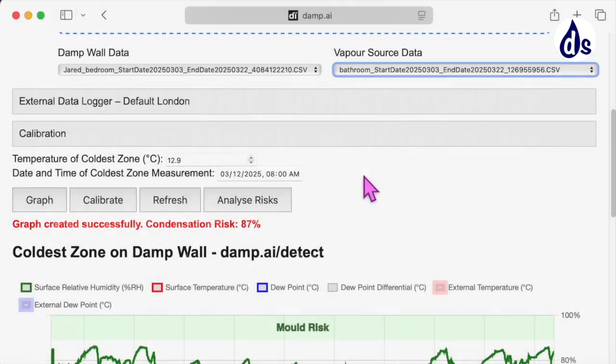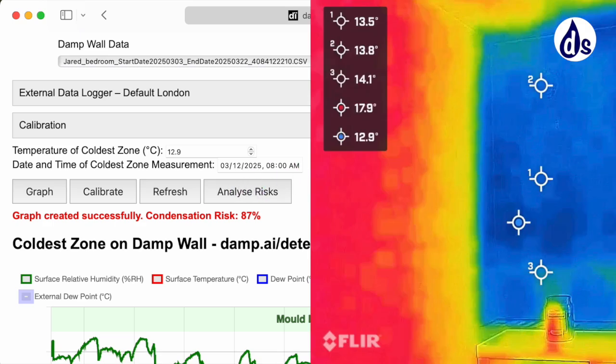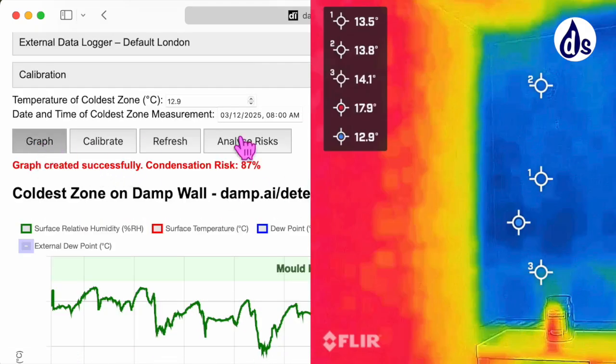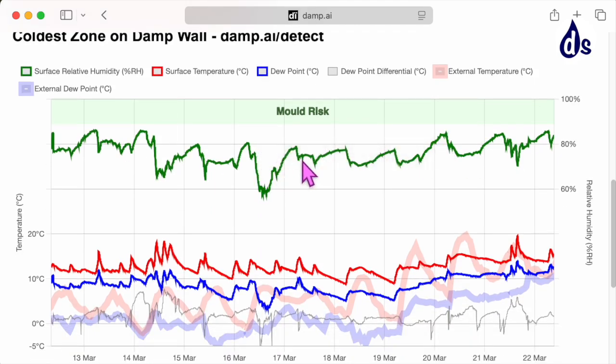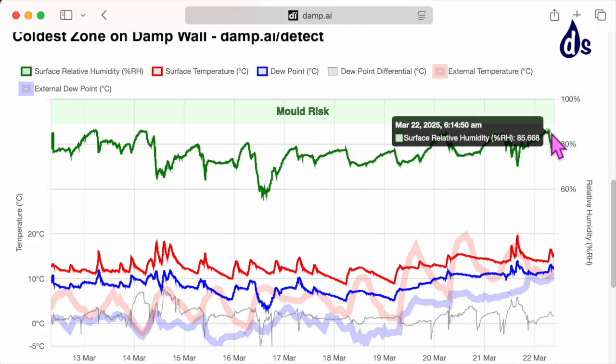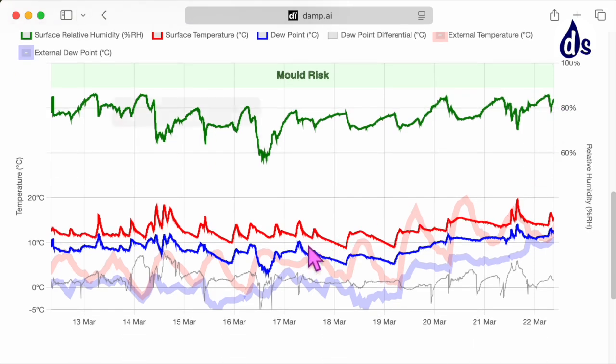At the time of the survey, the damp wall was 12.9 degrees centigrade. It was 8 o'clock on the 12th. So you press the graph sign and up it comes. What it's telling me is the surface relative humidity is above 60%. It gets as high as 85%, which is not within the mould risk zone. So I think you're okay from that point of view, but it does tell me that there is quite a high level of relative humidity.